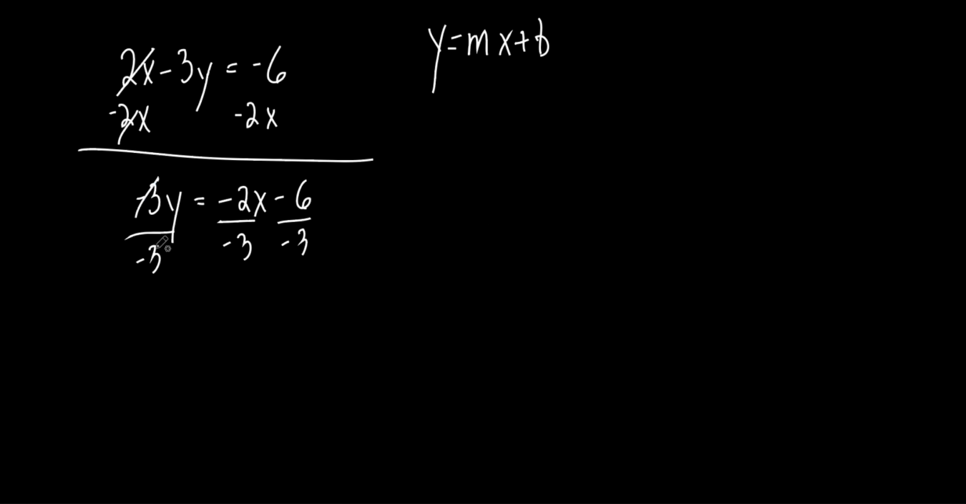So what happens to this? Cancels. y equals negative over negative. What's that? Positive. And so how do I write that thing? 2 over 3, and then just put an x right next to it. And then what do we have here? Negative 6 over negative 3, which is positive what? 2.